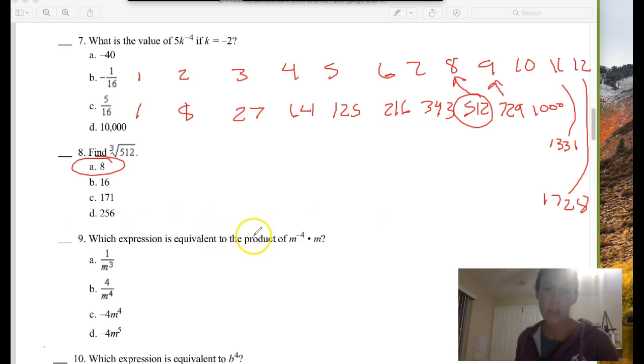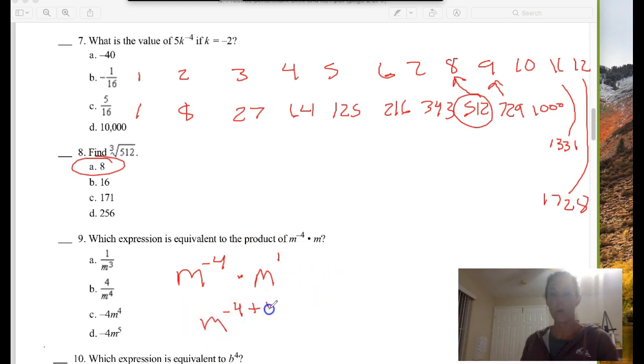All right, number 9. Which expression is equivalent to the product of m to the negative 4 times m? That's a negative exponent, so you can bring it to the bottom and make it 1 over m to the 4th. But why? Same base, add exponents. Well, the exponent there isn't written. If nothing's written, it's to the first power. M to the negative 4th times m is the same thing as m to the first power. So I have the same base, I just add my exponents. So I'm going to go m to the negative 4 plus 1, and then negative 4 plus 1 is negative 3. M to the negative 3.